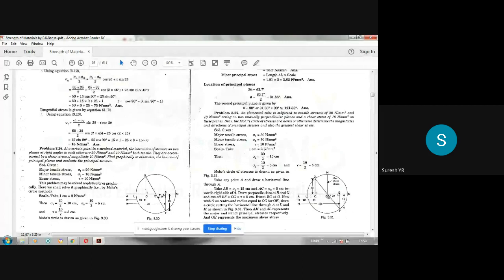And this line, with the horizontal like this, makes the angle 2 theta. So you can measure this angle here on the graph. Suppose if 2 theta is 40 degrees, then theta will be 20 degrees. So you have to measure that theta there. So 2 theta will be 25 degrees. That is the direction of one principal plane.